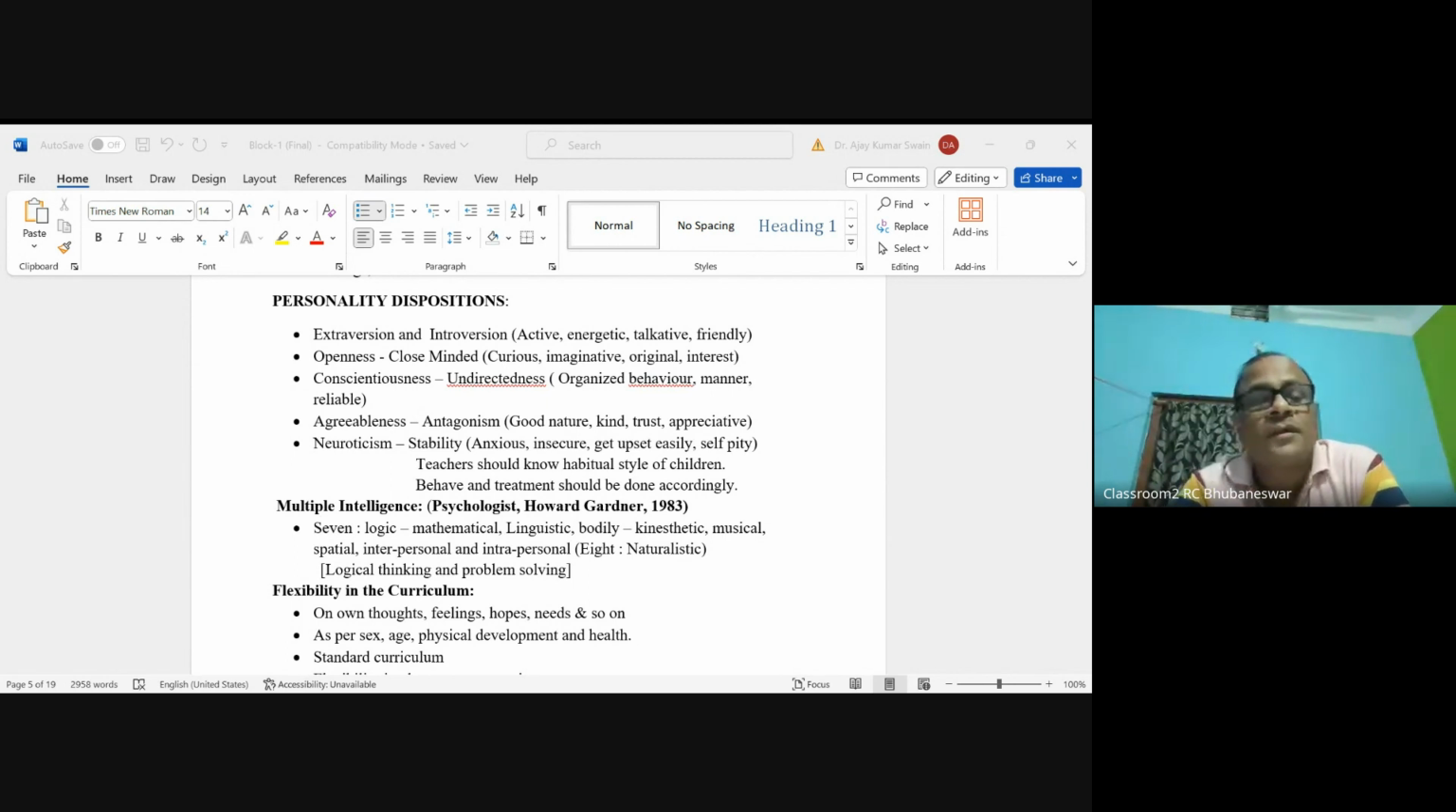Openness and close-minded. Curious, imaginative, original, interest. These are known as related to openness and close-mindedness. Openness, those students, those learners who can express their views.